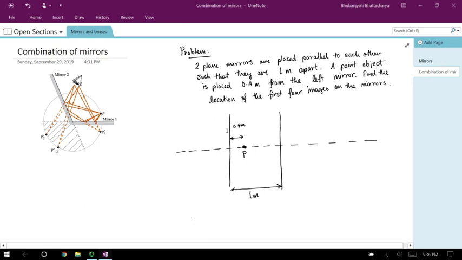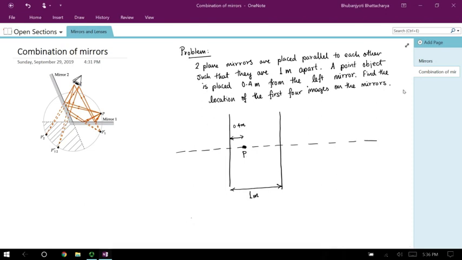We'll take a situation where there are 2 plane mirrors that are placed parallel to each other such that they are 1 meter apart. A point object is placed 0.4 meters from the left mirror. Find the location of the first 4 images on the mirrors. So let's take a look at how we can do this.